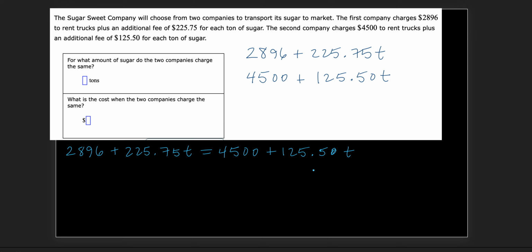A bunch of messy numbers, big numbers, but so what? You still use your properties of equality to get the like terms on the same side of the equal sign, so you can combine them. So I'm going to choose to move 2896 over to the right side of the equation. Now I'm going to have to write all these numbers out like crazy. And so I want that 2896 to disappear from the left side and appear on the right side.